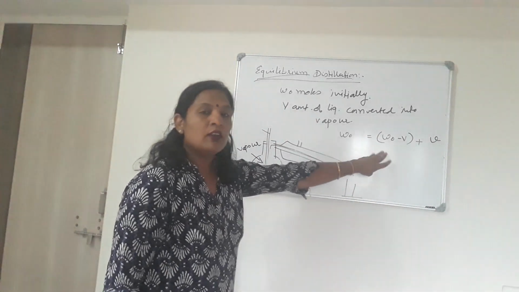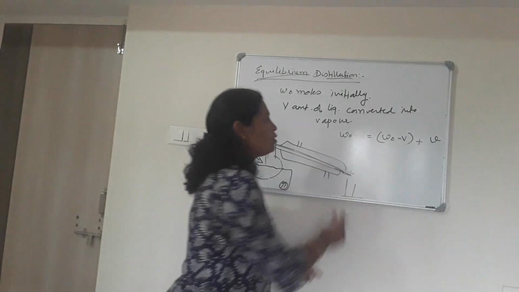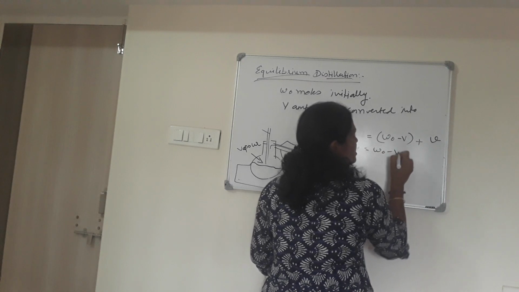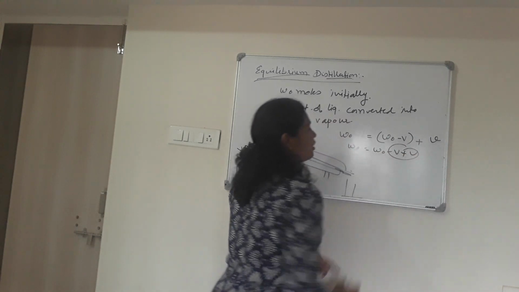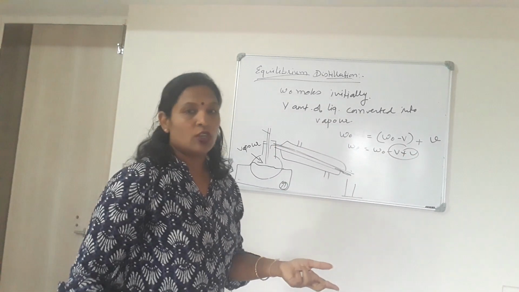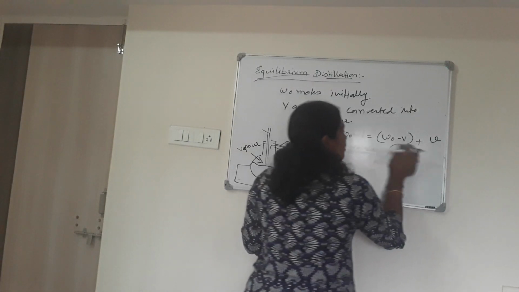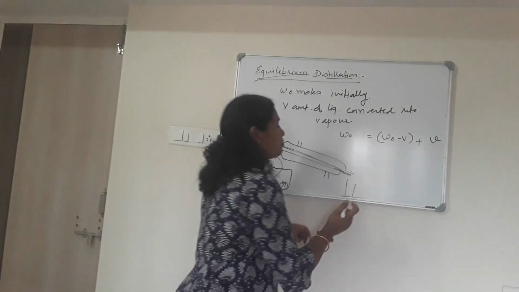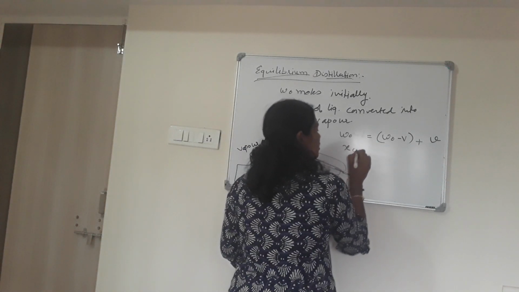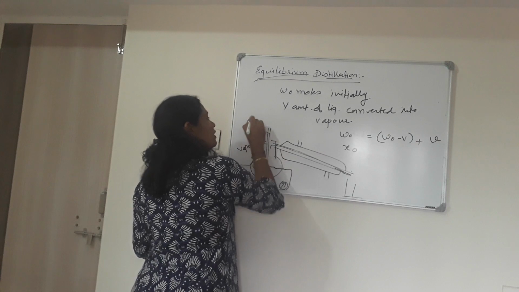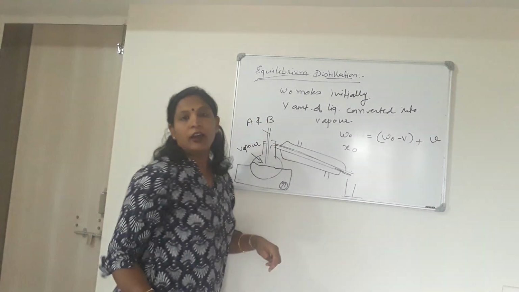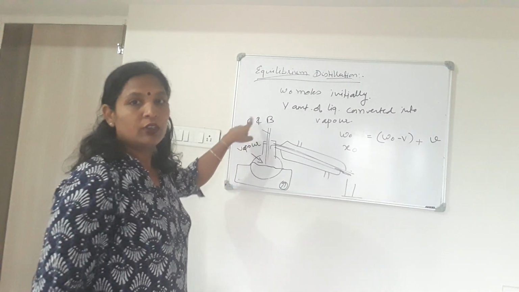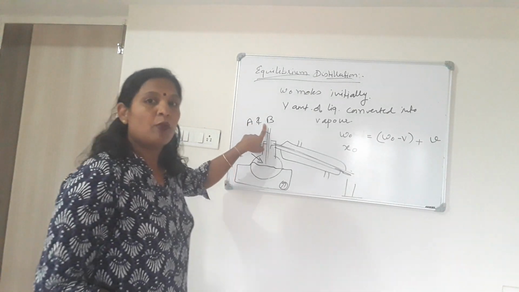In a simple way, you can see that W0 is equal to W0 minus V plus V. So this will cancel out, so W0 is equal to W0. That will be the thing. But in that case, we can take the MVC balance. Here also we have to consider a binary system, and in that binary system we have A as the more volatile component and B is having a high boiling point.